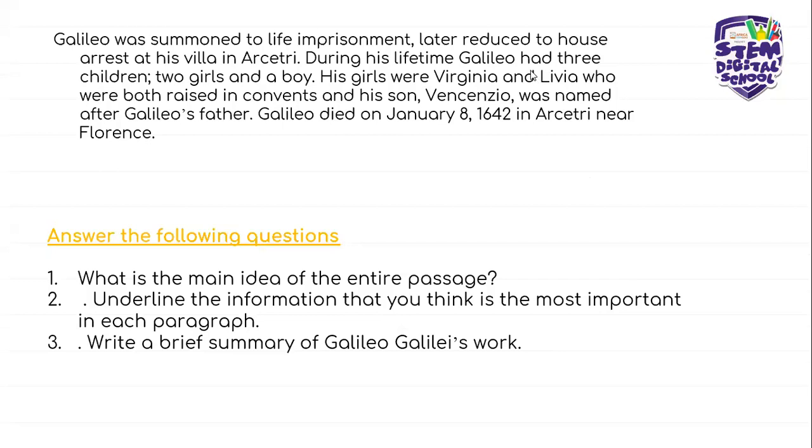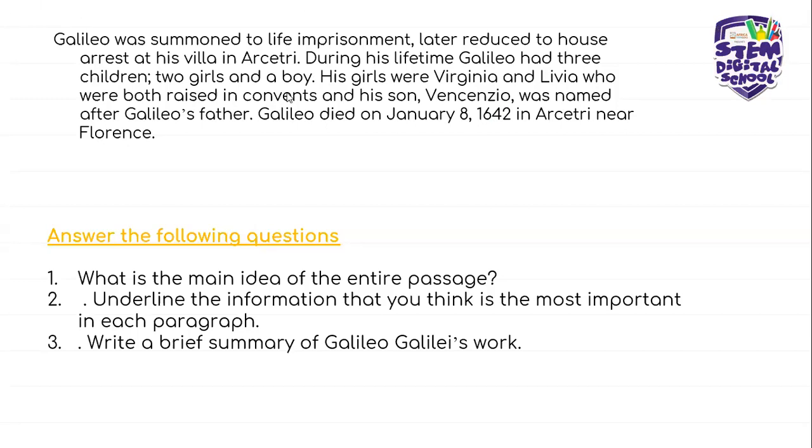Galileo was sentenced to life imprisonment, later reduced to house arrest at his villa in Arcetri. During his lifetime, Galileo had three children, two girls and a boy. His girls were Virginia and Livia, who were both raised in convents, and his son Vincenzio was named after Galileo's father. Galileo died January 8, 1642 in Arcetri near Florence. Okay, thank you. Well done.